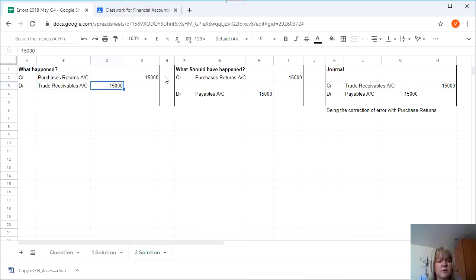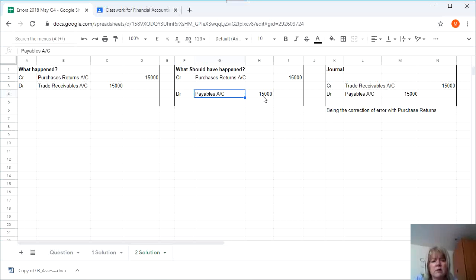Now what should have happened with this, of course, is that the credit of the purchase returns account of 15,000 is correct, so that's fine, there's no change in that. But it shouldn't have affected the trade receivables at all. We're dealing with them for sales. This says purchases and purchase returns, so therefore it's the payables account that should have been affected. So it shouldn't have been receivables, it should have been payables that was debited with the corresponding entry of 15,000. So that's what should have happened.